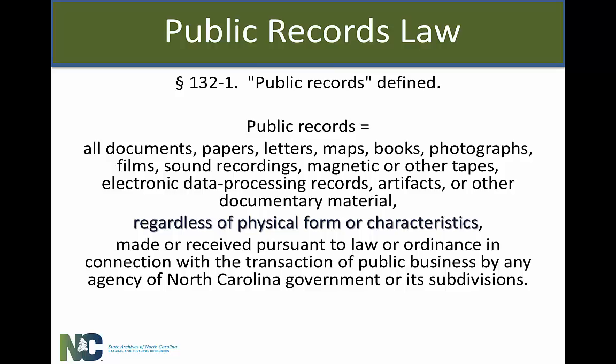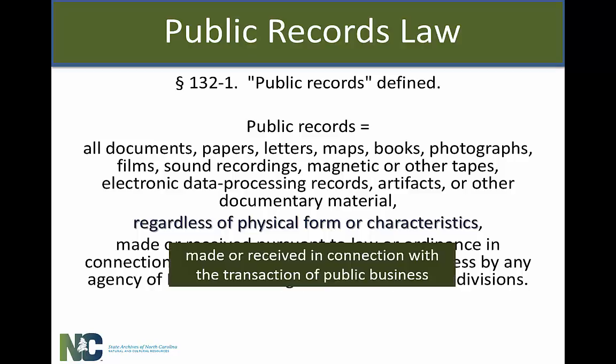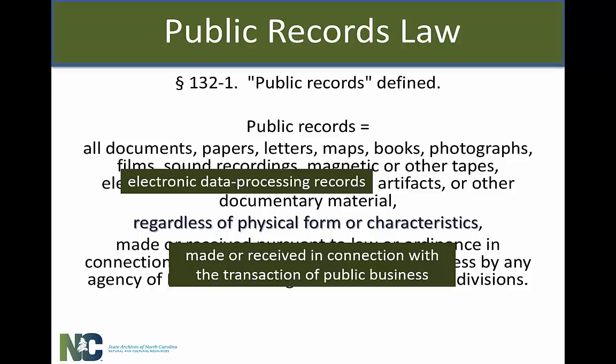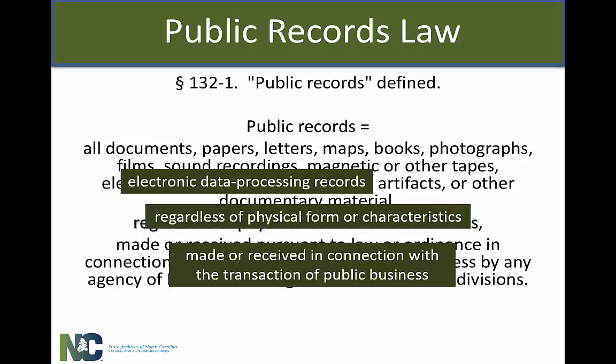Since 1935, North Carolina has had a broad definition of public records. This first version of the law defined public records as those made or received in connection with the transaction of public business. This was codified as Chapter 132 of the North Carolina General Statutes in 1961, and in 1975 this Public Records Act was amended to include electronic data processing records as a category, emphasizing that public records were such regardless of physical form or characteristics.